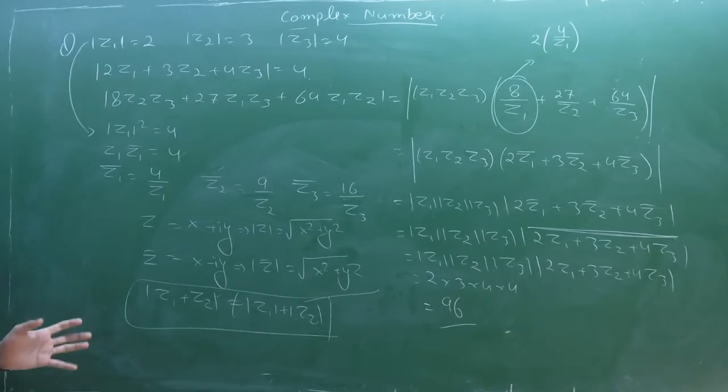Mod of 2Z1 plus 3Z2 plus 4Z3, the maximum value of this term will definitely equal 2 times mod of Z1 plus 3 times mod of Z2 plus 4 times mod of Z3. Guys, now is it clear? Praveen, is it clear now?